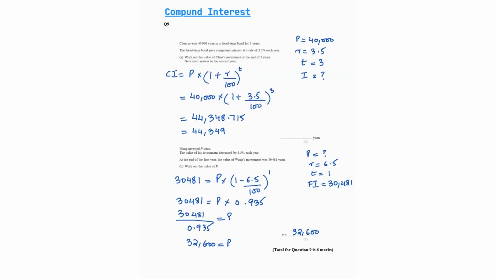So key takeaway from this is that you need to remember the formula for compound interest. You need to know if it says increasing, then it's 1 plus the rate of interest. If it says decreasing, it's 1 minus rate of interest. And I would suggest listing down the values like this so that you know what's given and what's unknown.